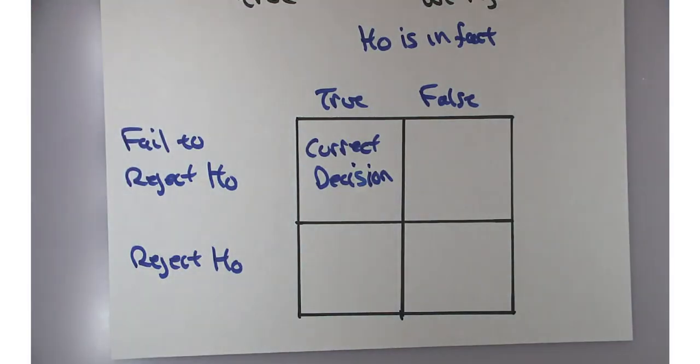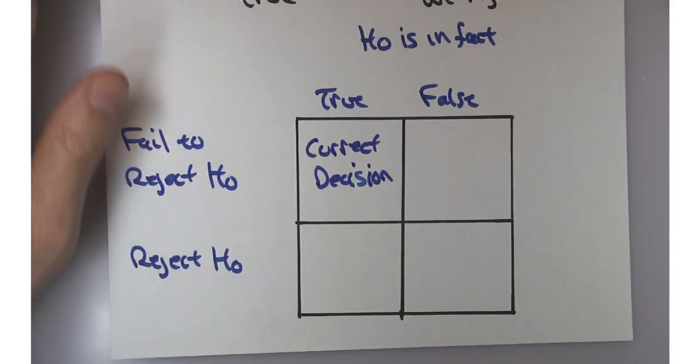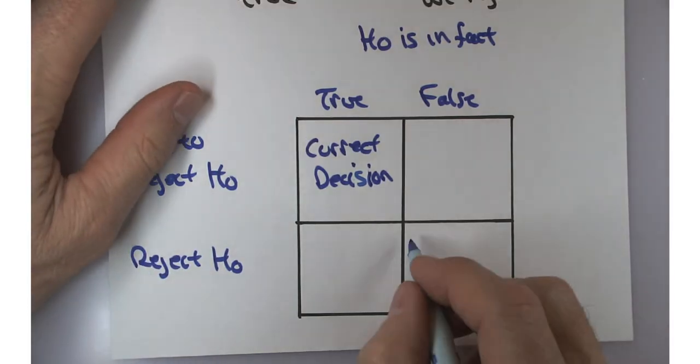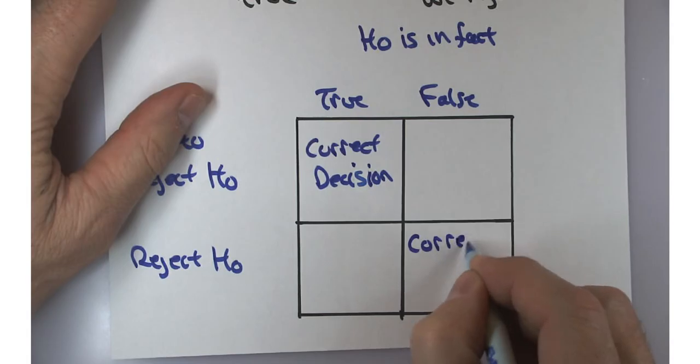Find the other correct decision. What else is a correct decision in this? I got a false and we reject it. All right, a couple nods on that one. That one's also a correct decision.